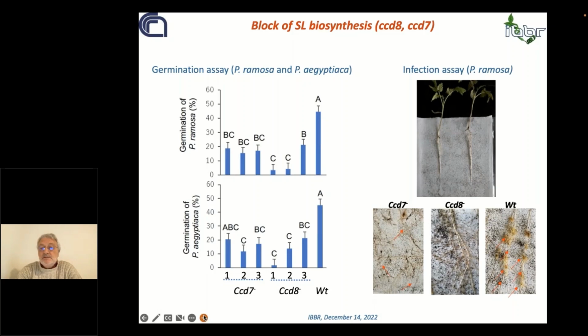And this was reflected also in less presence of tubercles, that is the first sign of colonization by the haustorium in the mutant. Especially with the CCD8 mutants, no sign of tubercles was apparent, while in CCD7 there was a strong reduction in comparison with the wild type.